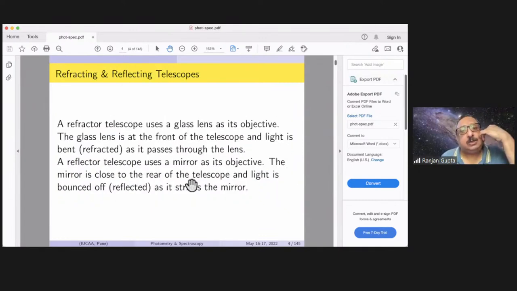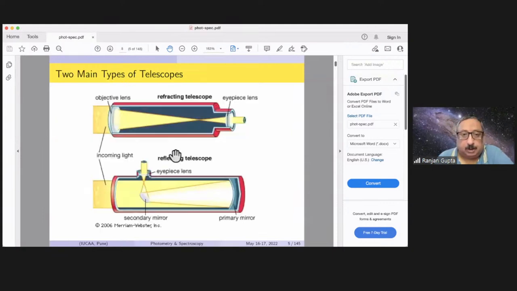Essentially, the refractor uses a glass lens as the objective. Some of you must have made, at least we made in our school times, binoculars using two lenses purchased from the market. Of course, the quality was not good. We used to have color effects on that. But that was the easiest thing we did even at school projects. So the bigger lens is called the objective and the smaller one is the eyepiece.